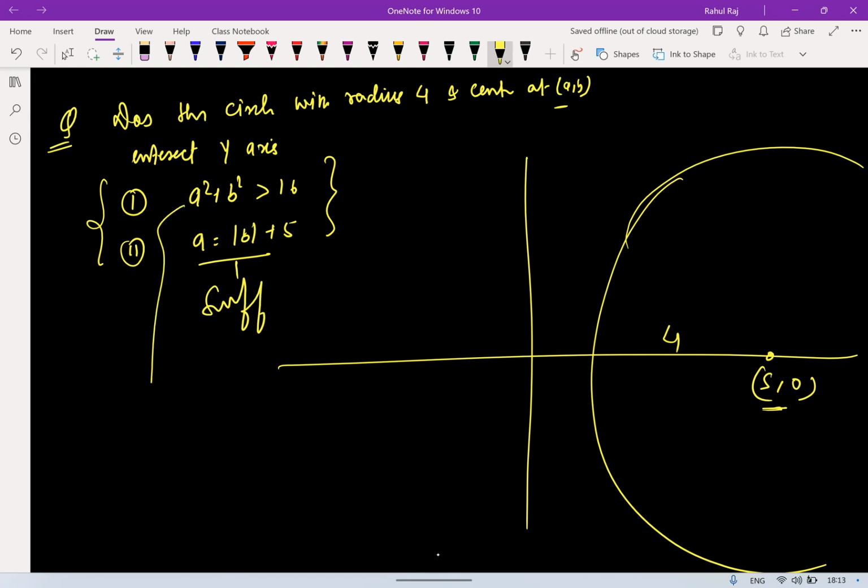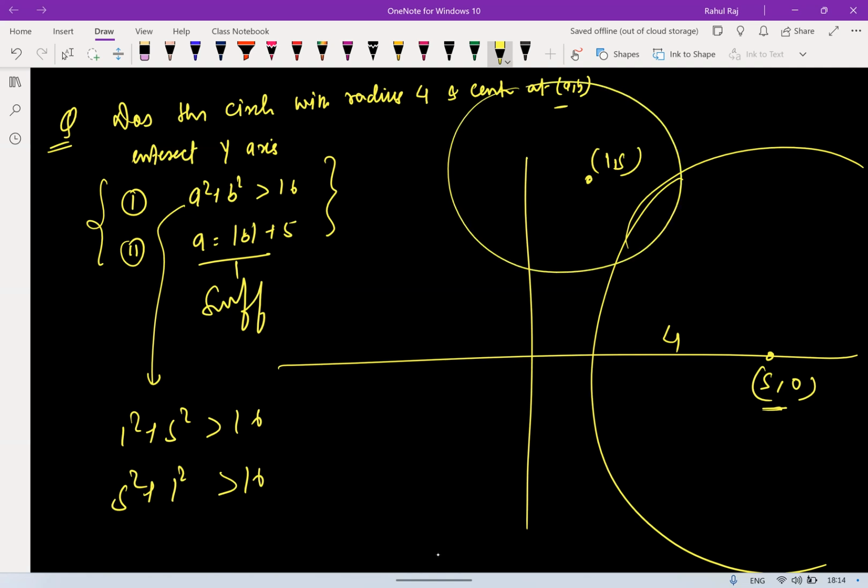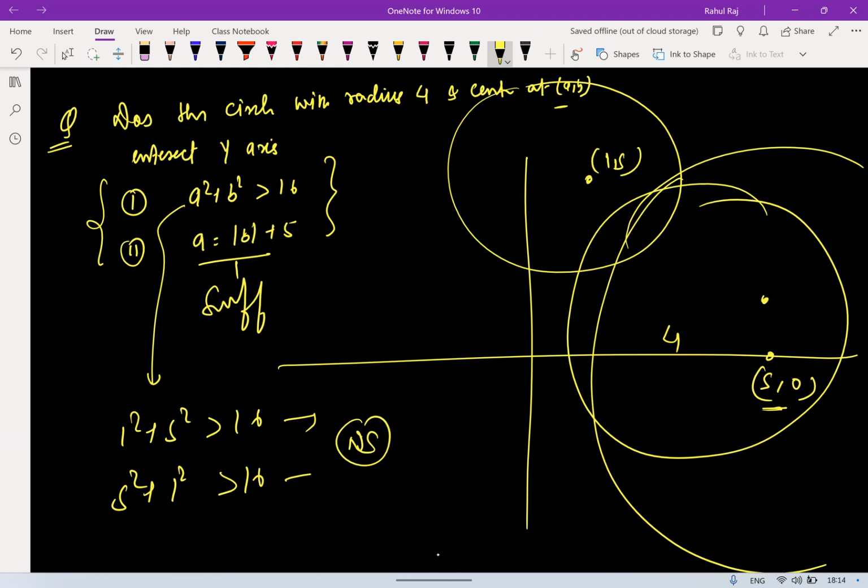Option number 1 says A square plus B square is greater than or equal to 16. So 1 square plus 5 square is greater than 16, or 5 square plus 1 square is greater than 16. When you take (1, 5) and draw a circle of radius 4, it will intersect the y-axis. When you take (5, 1), this is 5 and this is 1, and draw a circle with radius 4, it won't intersect. So you have a yes and no situation now. B is the answer.